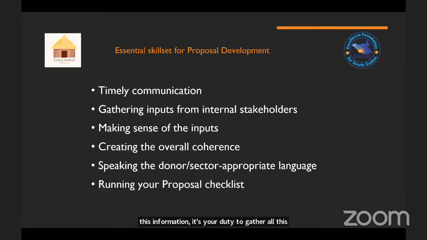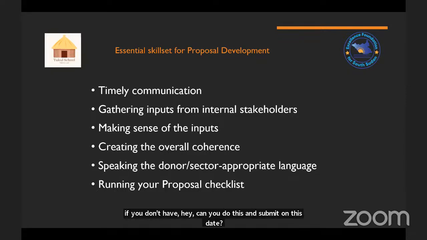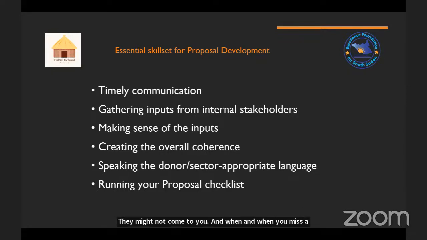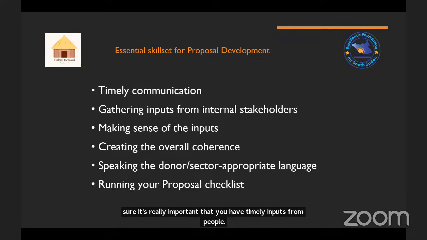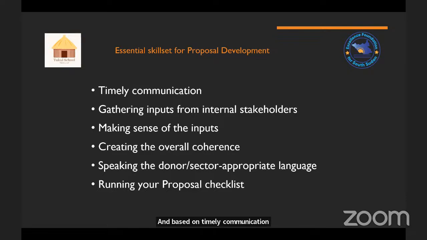People might continue to do their daily work when you are busy in a room writing a proposal. But if you don't tell them, hey, Meet, can you do this and submit on this date, they might not come to you. And when you miss a proposal deadline, who's held accountable ultimately? It is you as a grant writer. So it's really important that you have timely inputs from people, and based on timely communication, you can give people time to think or work or give you a quality submission, right?